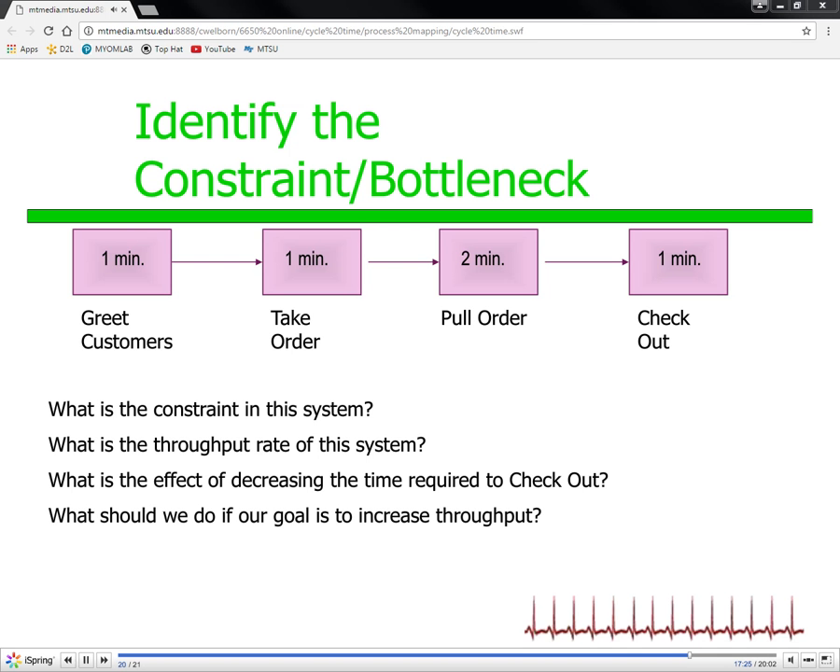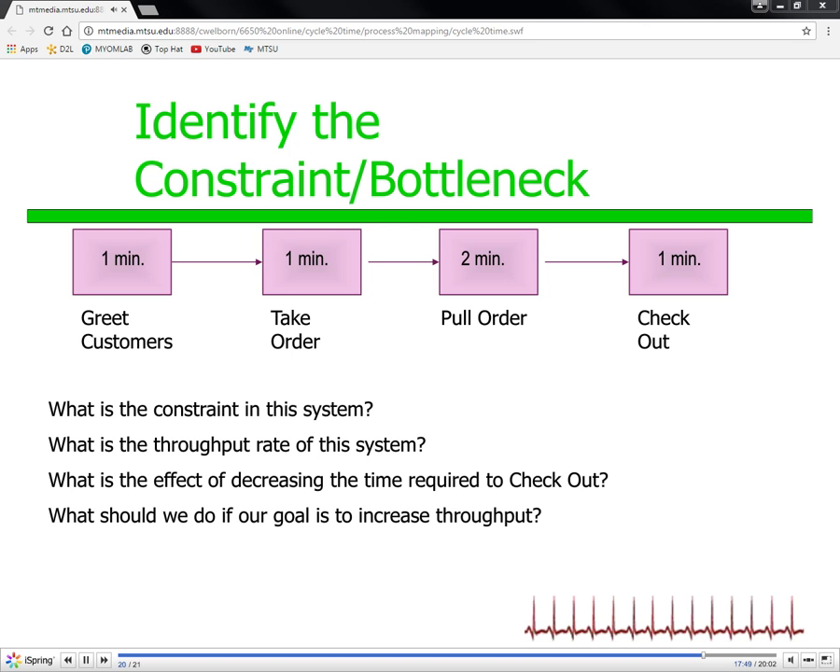But think about this. If we let the system run for a while, and this step is running at 1 a minute, what happens here? The pull order step can't feed a person or an order at 1 a minute. So everybody in this entire process is going to have to slow down to 2 minutes. So 1 order every 2 minutes is going to be our throughput rate.